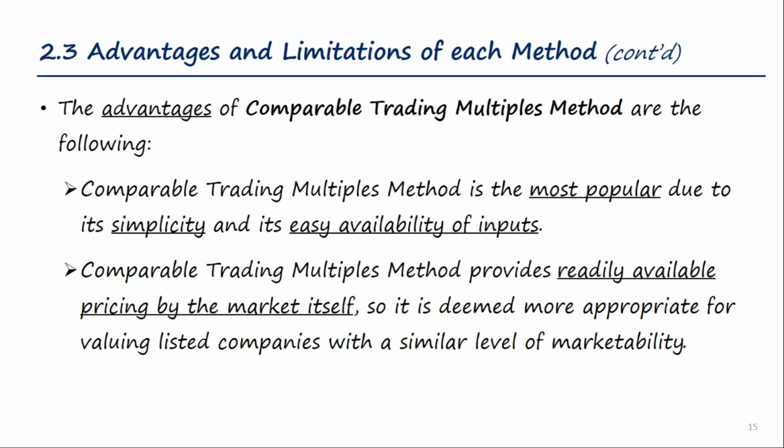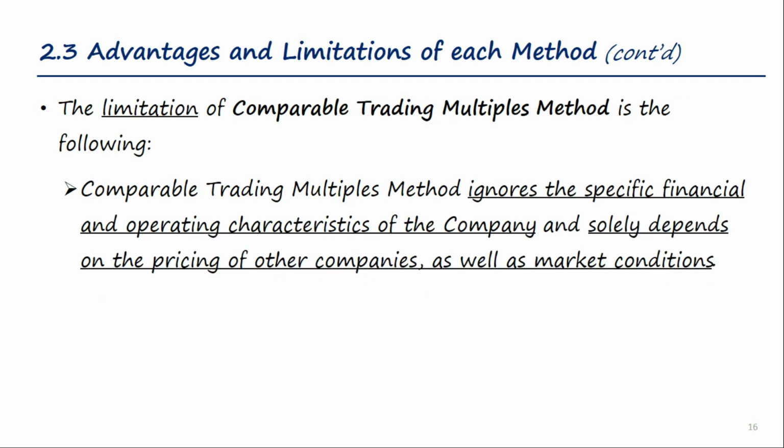Now, for the comparable trading multiples method, we can say that this is the most popular method, due to its simplicity and the easy availability of inputs. Also, the comparable trading multiples method provides readily available pricing by the market itself, so it is deemed more appropriate for valuing listed companies with a similar level of marketability. On the other hand, it ignores the specific financial and operating characteristics of the company under valuation, and solely depends on the pricing of other companies, as well as market conditions.